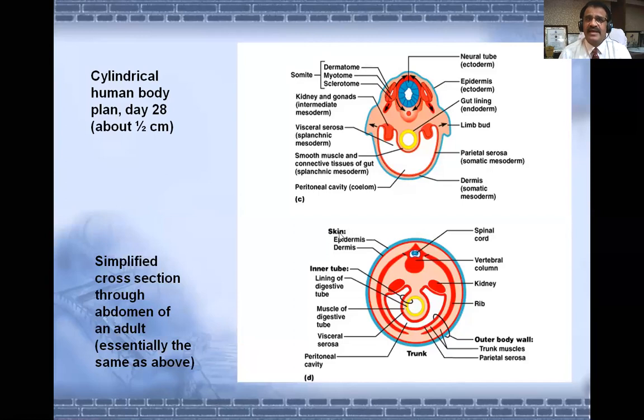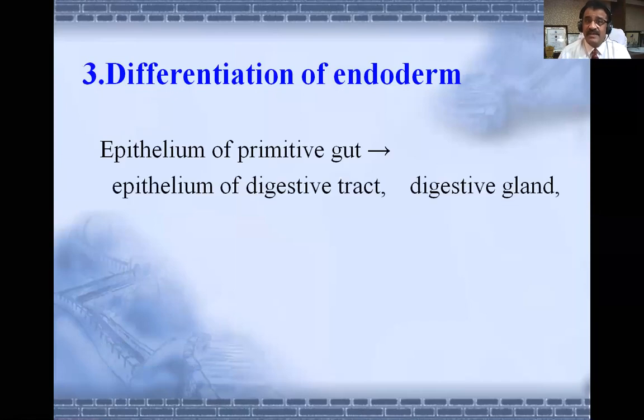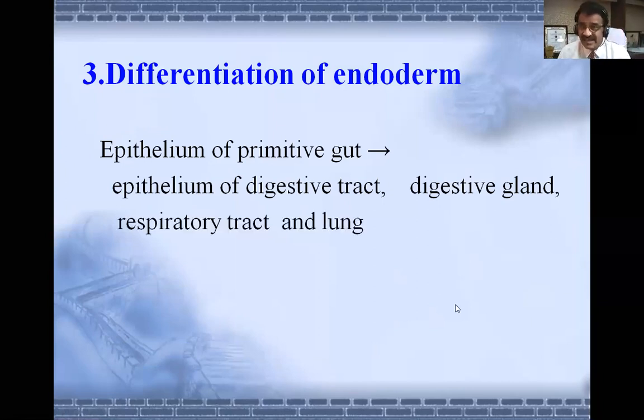Okay. And now the last part is the differentiation of endoderm. The endoderm will give rise to the epithelium of the primitive gut. Primitive gut means the primitive GIT; gut means GIT, gastrointestinal tract. The epithelium of the digestive tract and digestive glands are derivatives of endoderm. The epithelium of the respiratory tract and lungs is also a derivative of endoderm.